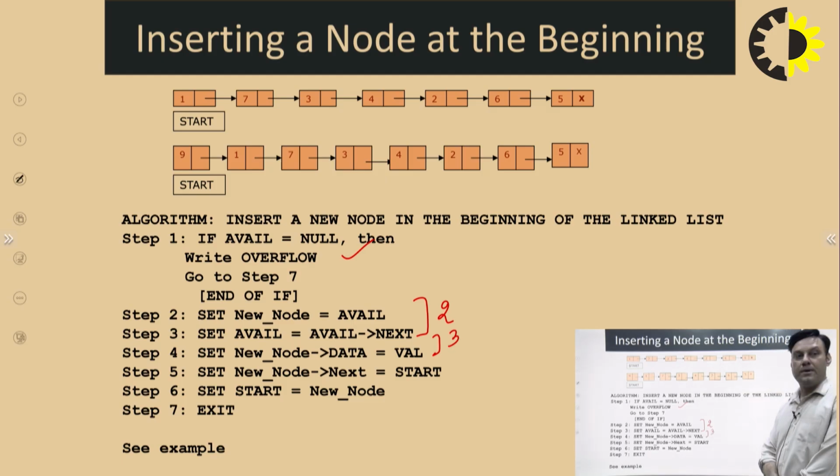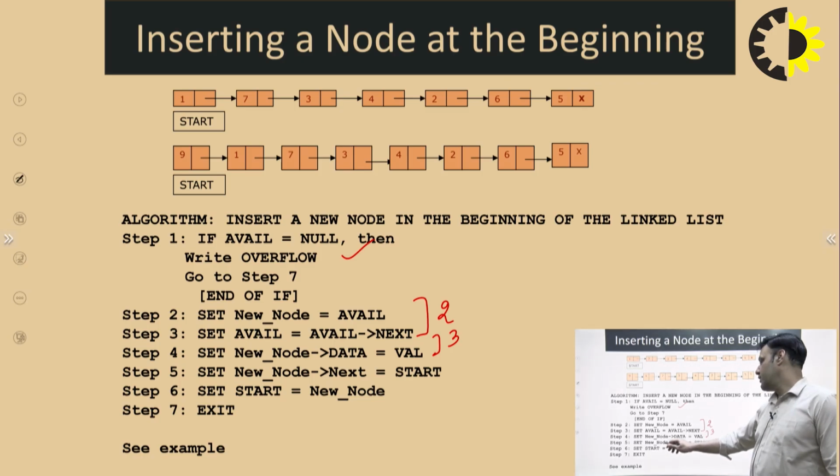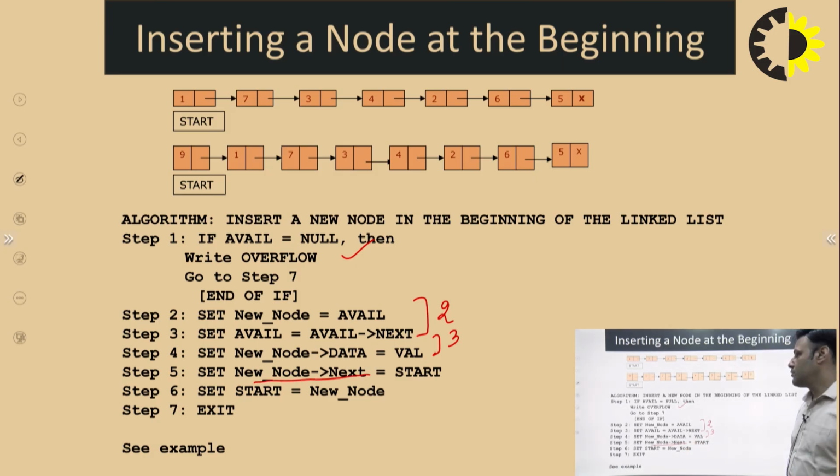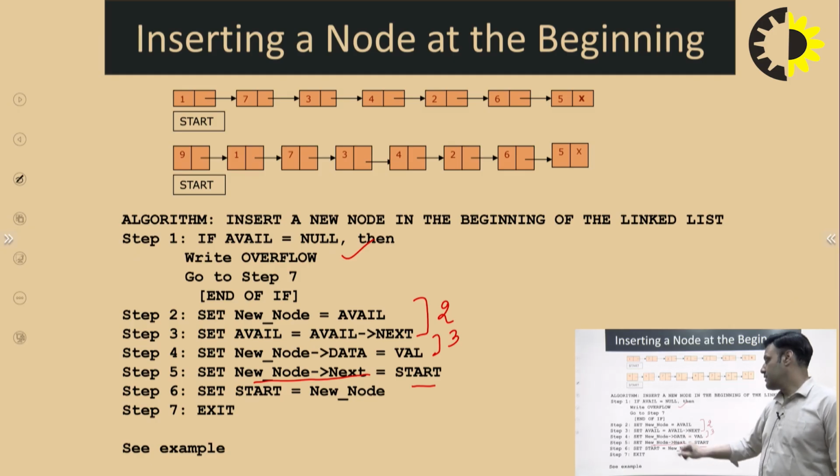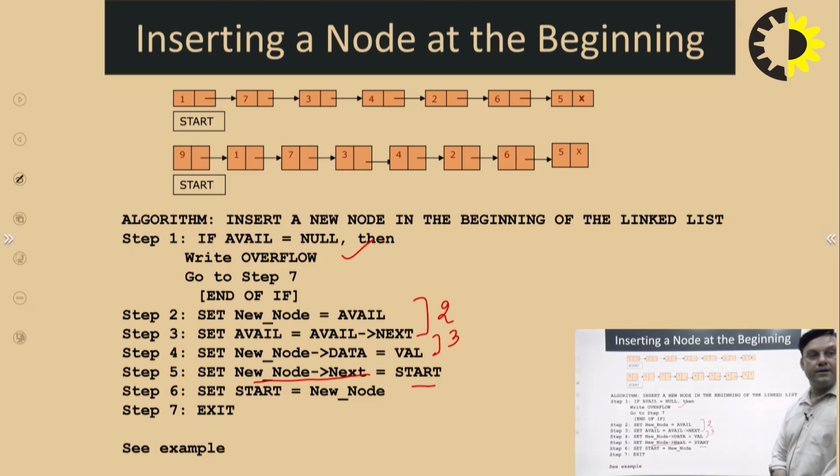Right? These are the common steps. Now, if you want to insert a node at the beginning, then what will I do? New node's next: this start will come into the new node's next field. Okay, and the value of new will come into start. Right? This I have told you already.